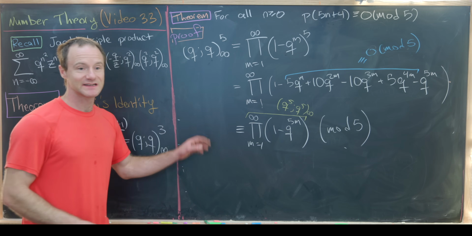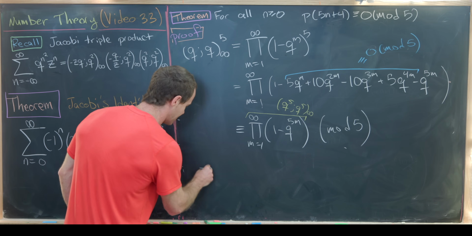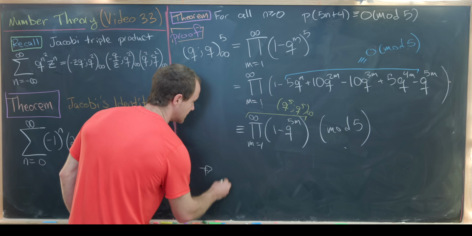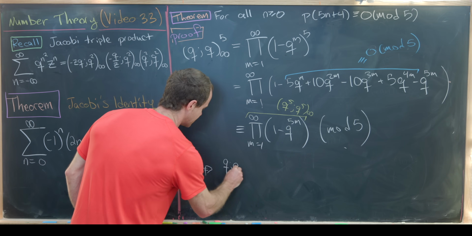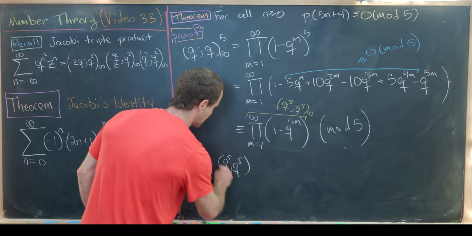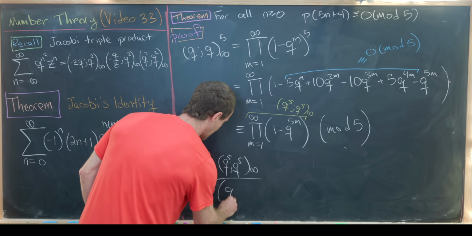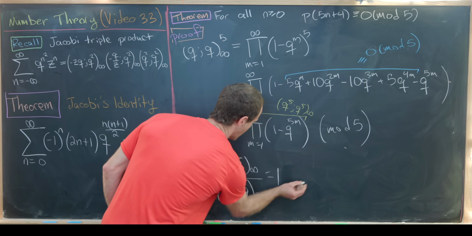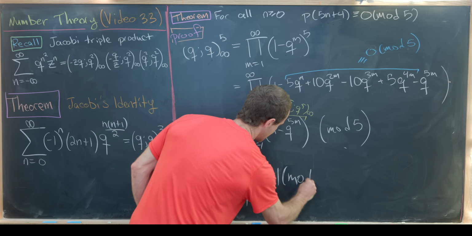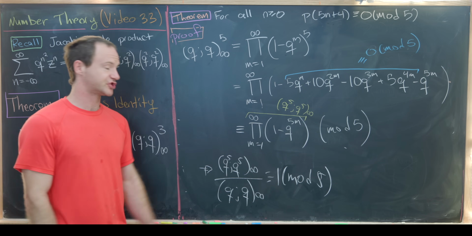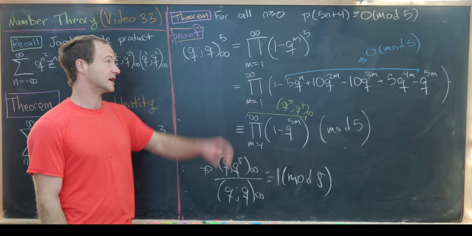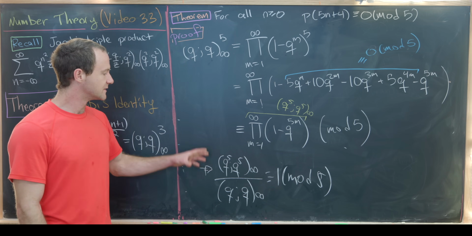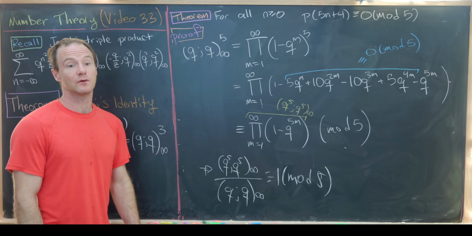So now, dividing some things around, we see that we have the following quotient. This Pochhammer symbol (q^5; q^5)_∞ divided by (q; q)_∞ is congruent to 1 mod 5. And that'll be our good starting tool for proving this congruence. Okay, so let's maybe bring that up and then we'll keep going.